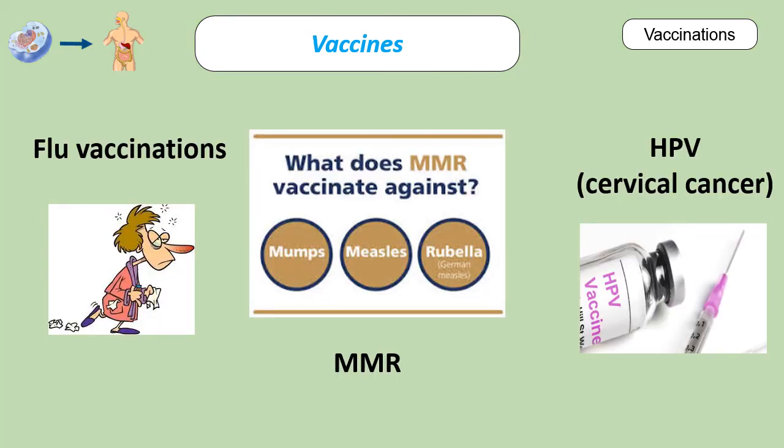So some you might have heard of are flu vaccinations. We get the MMR vaccination, so that's measles, mumps and rubella. HPV, which works against cervical cancer. And as I mentioned, we're all aware of the COVID-19 vaccine program that's happening right now. Chances are you will have all had a lot of vaccinations, even when you were very, very small.